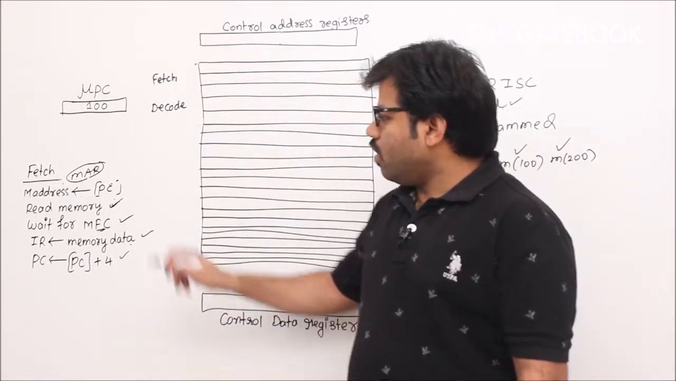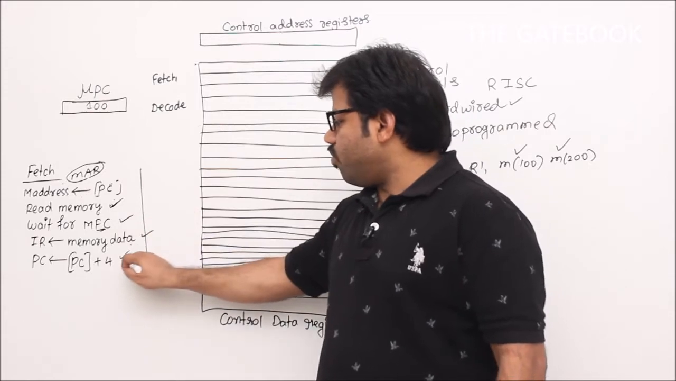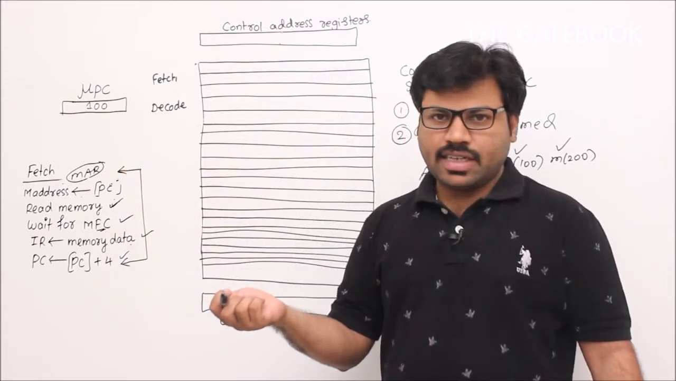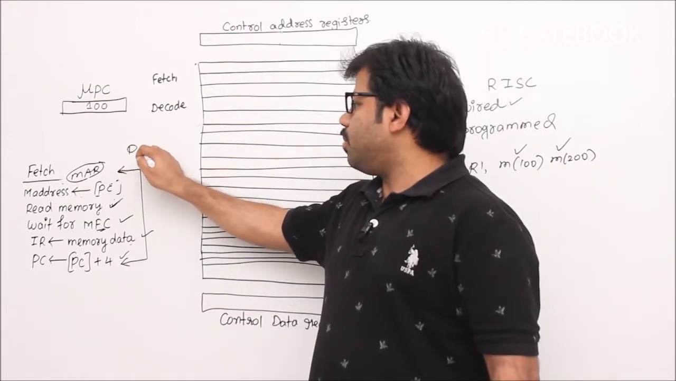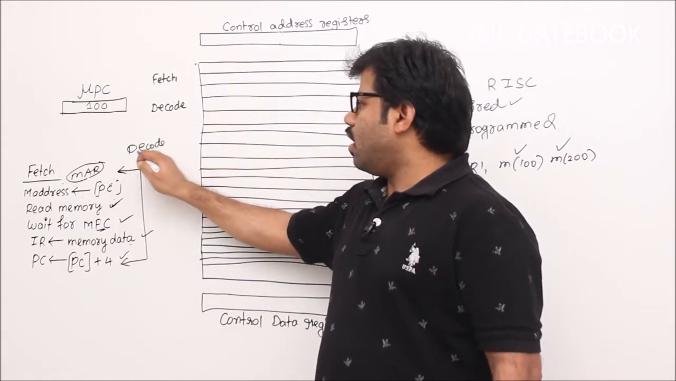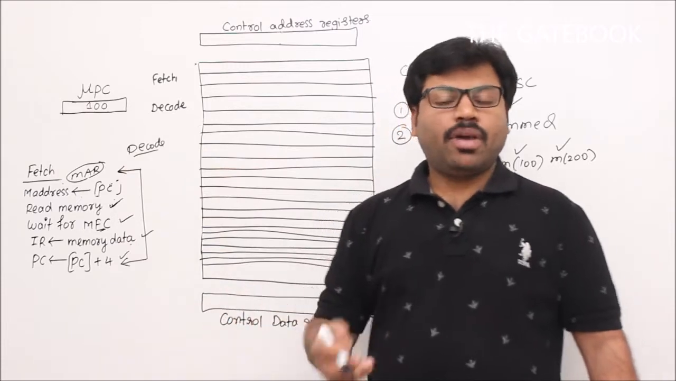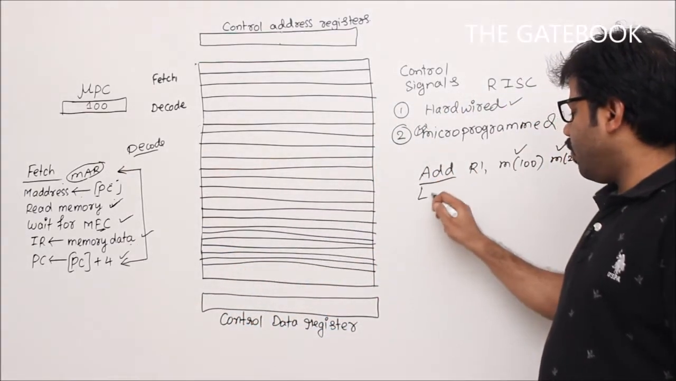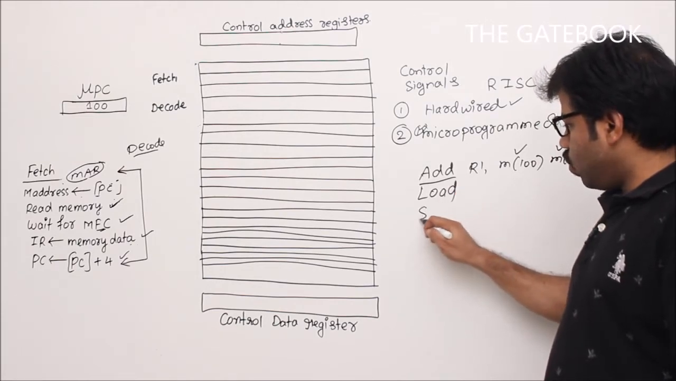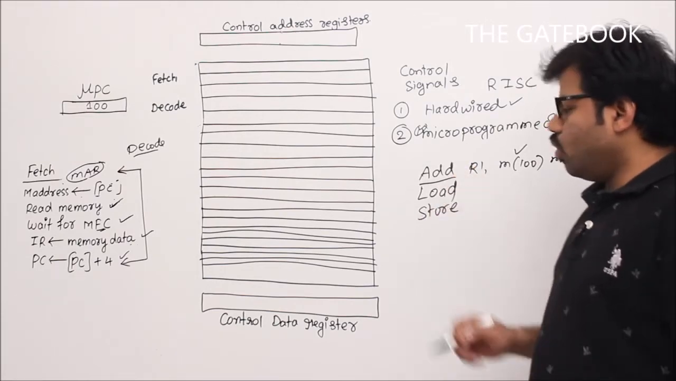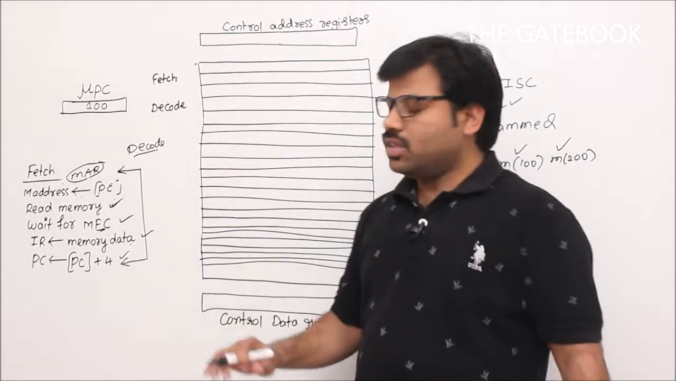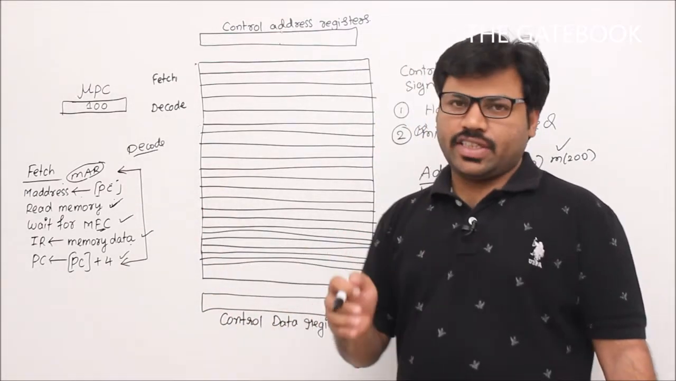These micro operations all together will form one instruction. For any instruction, the set of micro operations for fetch is the same. Similarly, decoding is typically the same, but the remaining parts will vary depending on the instruction. For add it will be different, for load it will be different, for store it will be different.